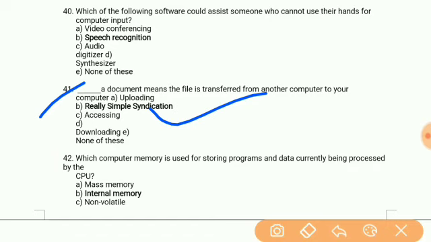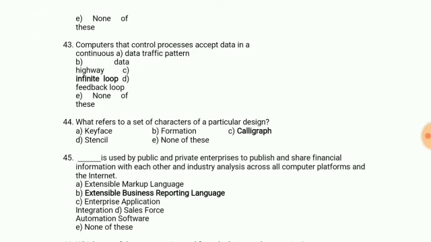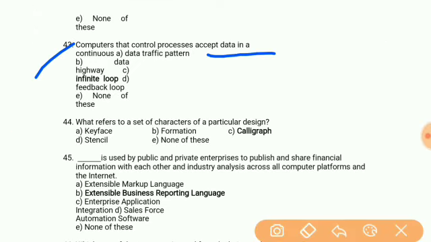Then which computer memory is used for storing programs and data currently being processed? That is internal memory. Internal memory stores programs in the computer and helps in processing data.